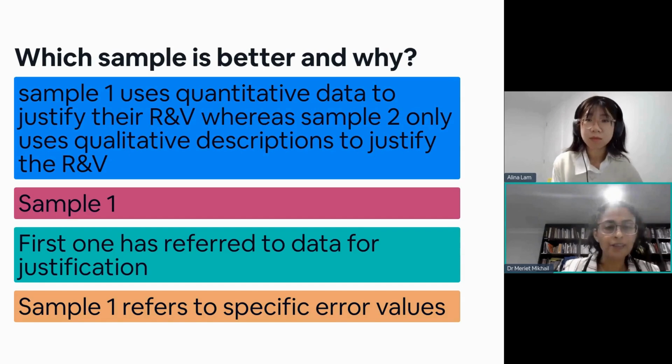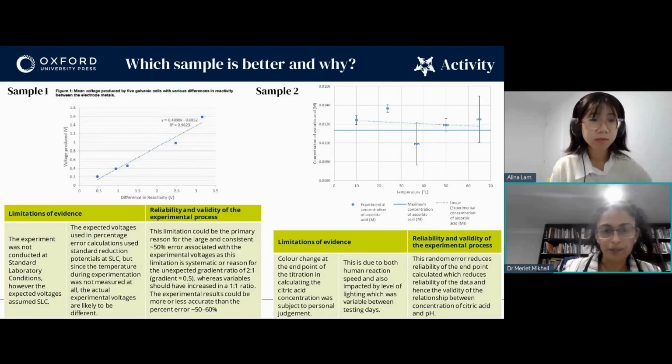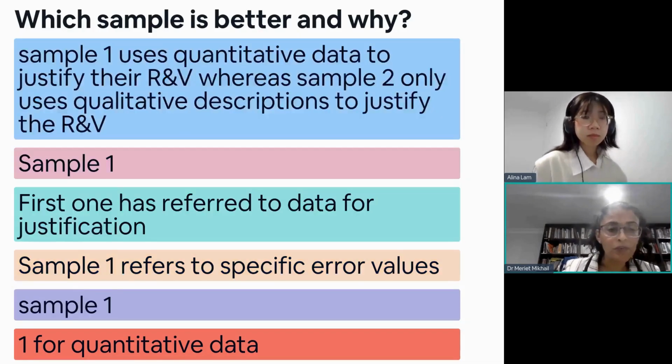Specific error values. So I think we're all consistent in looking for the same thing. So when we're looking for an IA2, specific error value, sample one for quantitative data. Yeah.